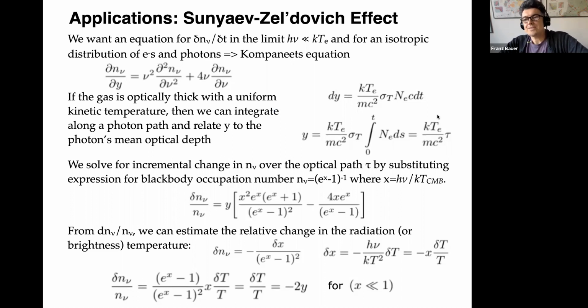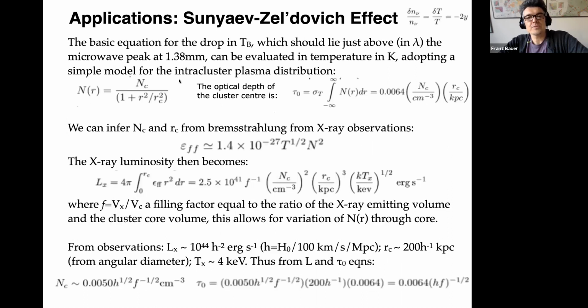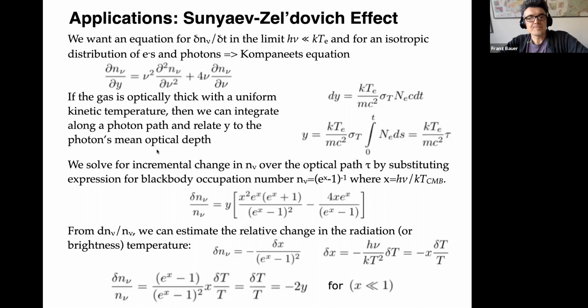And so y here is sort of proportional to the optical depth. So it's just a way of rewriting Kompaneets's equation. And we're just going to take the simplified version of Kompaneets's equation. And so we take the derivative of the first two components here. And so we have this double derivative of the number of photons, and we have the single derivative.